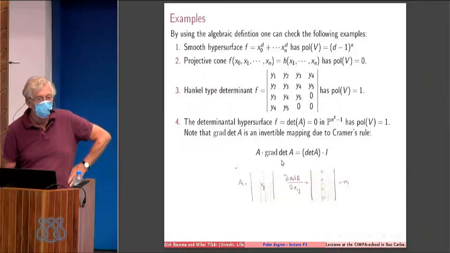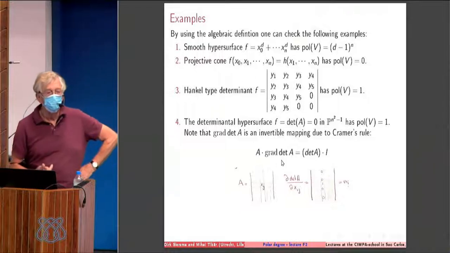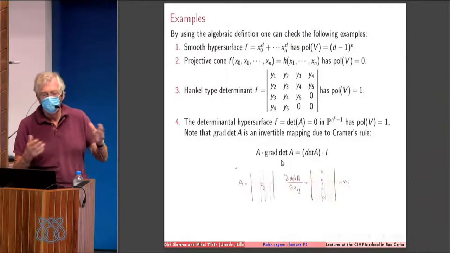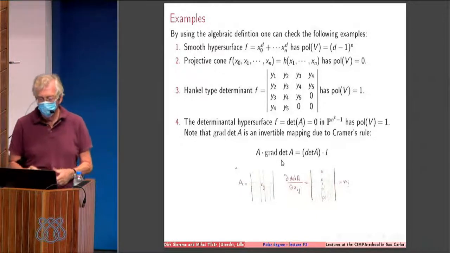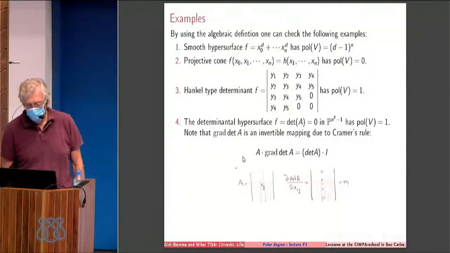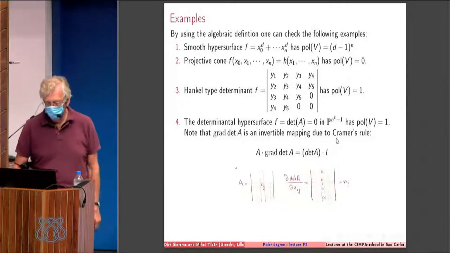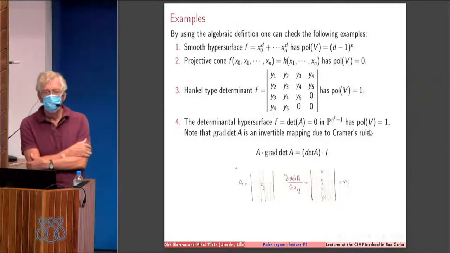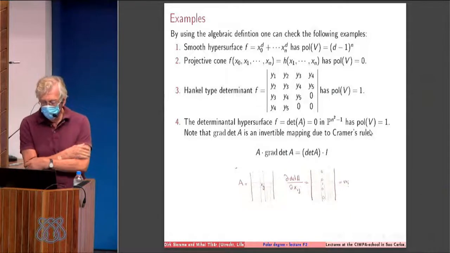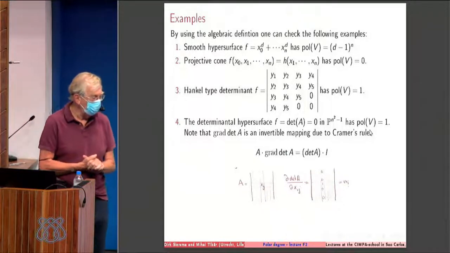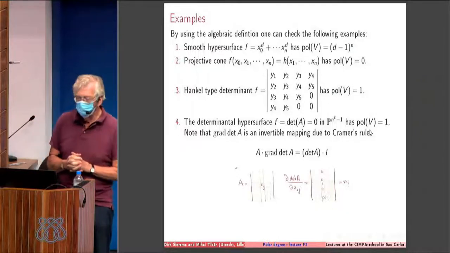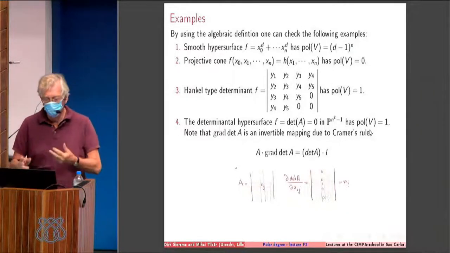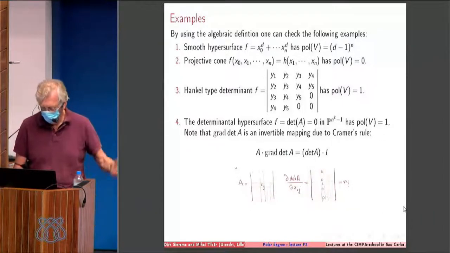And when you remember Cramer's rule to compute the inverse of a matrix, you get a matrix of minors or cofactors divided by the determinant of A. So this formula tells you that the gradient map has an inverse on the space where the determinant of A is non-zero. Okay, so this is the proof that the degree is equal to 1, since if you have an inverse, then the degree is 1. And degree 1, we call that homaloidal. Yesterday it was of big interest, since then the map is biholomorphic or birational.